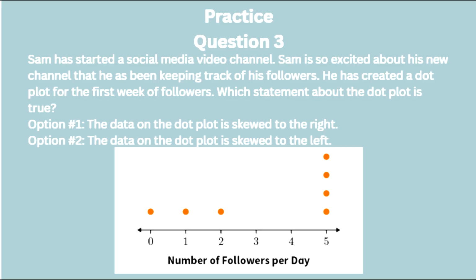Speed round. Here is our dinosaur's head. Here is its tail. The tail is all that matters. So it is skewed to the left. Sometimes these are shuffled, so don't just pick number 2, actually read it.